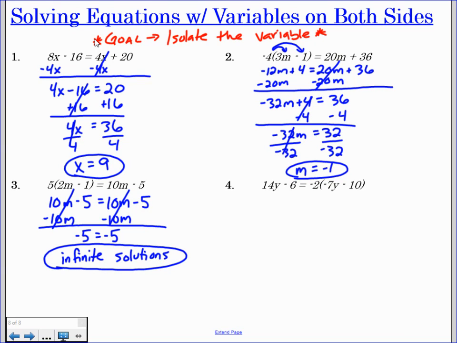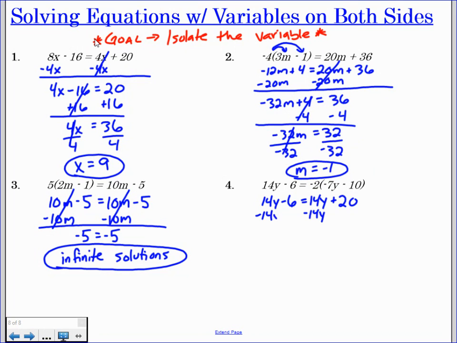Okay, let's take a look at the next one, number 4. 14y minus 6, I need to distribute. I see parentheses. That's going to give me 14y plus 20. Okay, and again, you might notice something here right off the bat. Be like, wait, this seems weird. Let's go about business as usual.